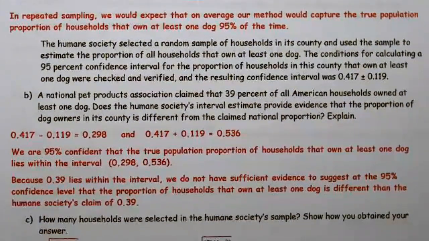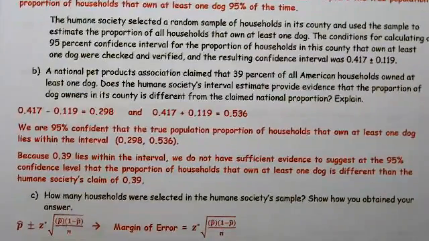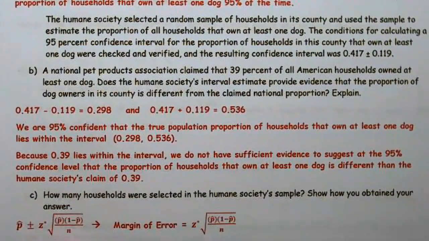Then the next question was, how many households were selected in the Humane Society sample? Show how you obtained your work. Well, first off, I need to sit there and go, what do I know about this? One, I know the formula. All right, that's the formula for confidence interval. They tell me it's a 95% confidence interval.